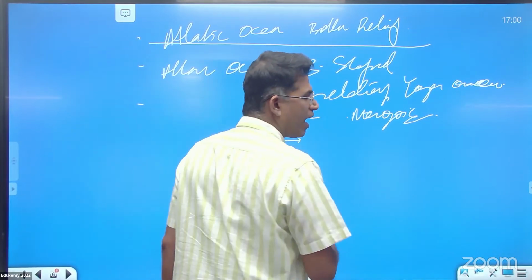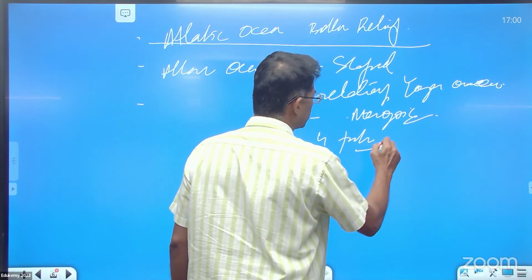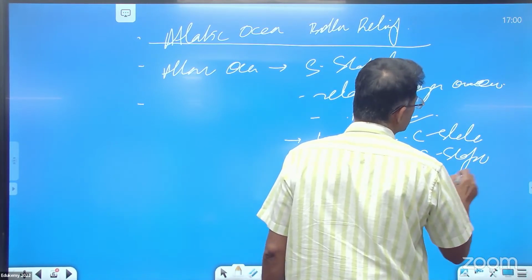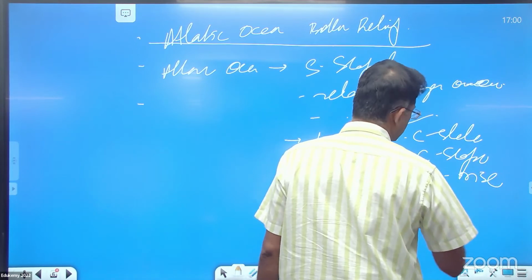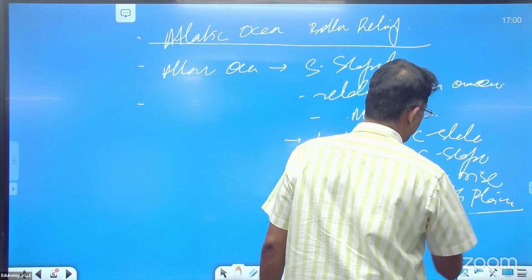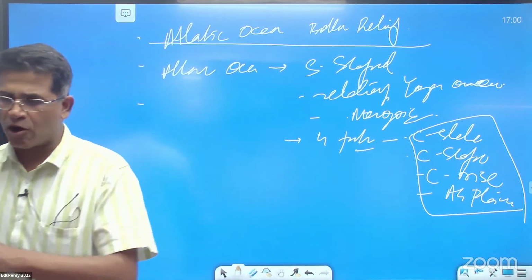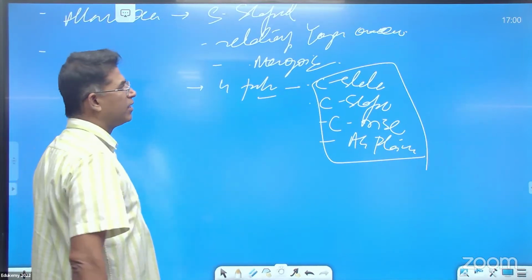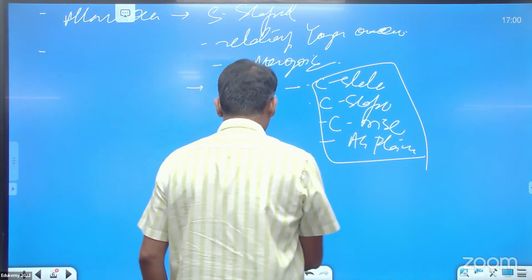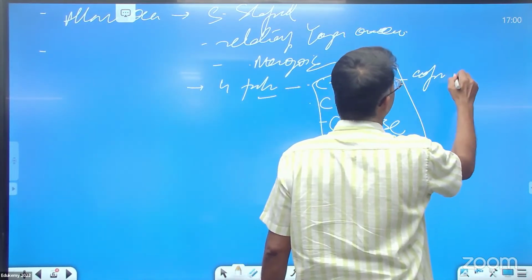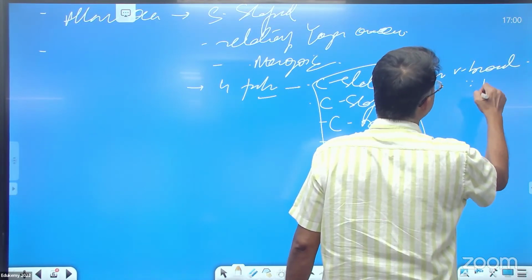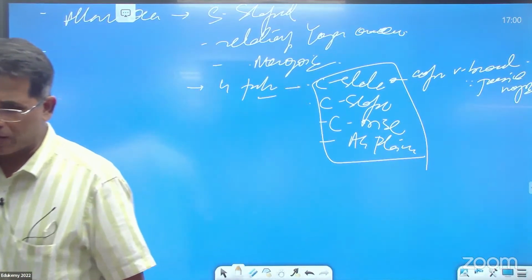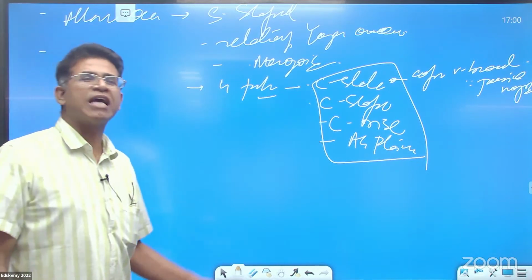And the Atlantic Ocean has 4 distinct parts. There are continental shelves. It has continental slopes. It has a transition zone, the continental rise. It has the abyssal plains. These four features are very prominent in the Atlantic Ocean. Okay, it has 4 parts: the shelf, the slope, the rise. And add to this that the shelf is comparatively very broad because these are passive margins.